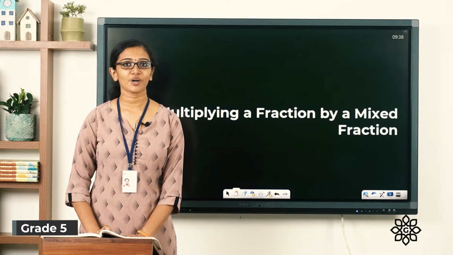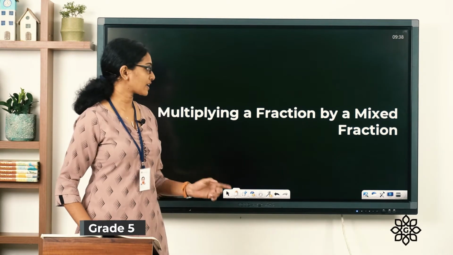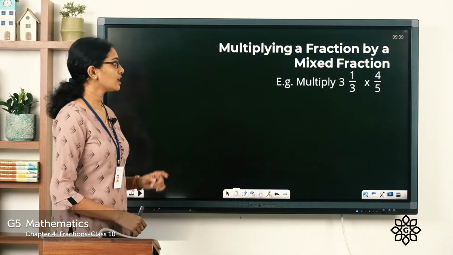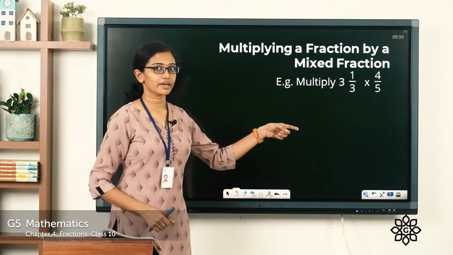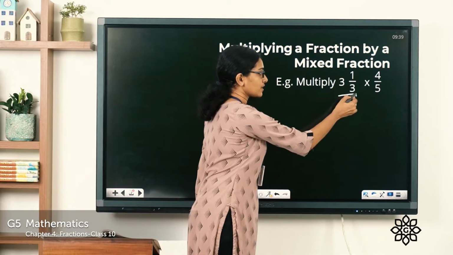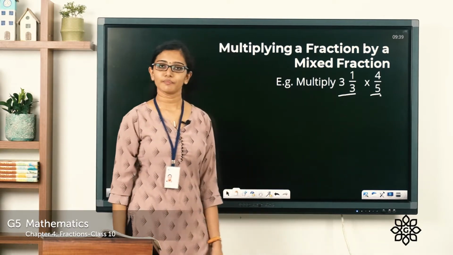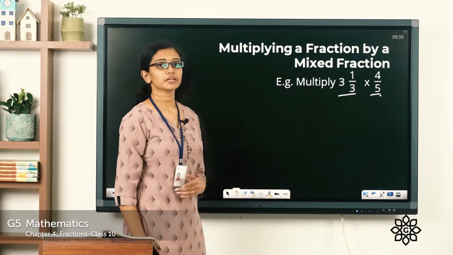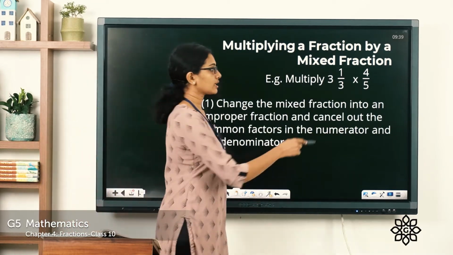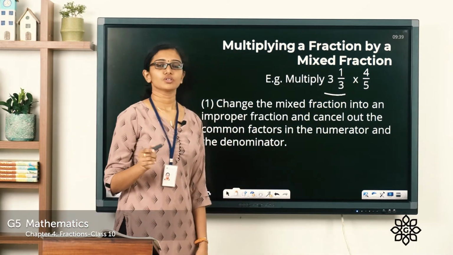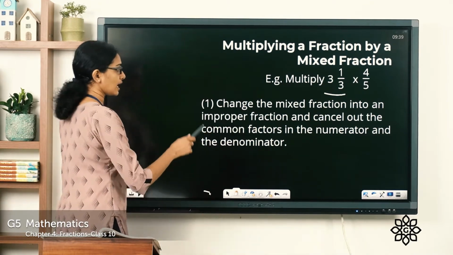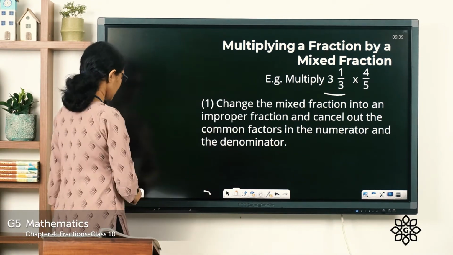So let's learn how we can multiply a fraction by a mixed fraction today. Let's see that with an example. Multiply 3 1 by 3 into 4 by 5. So here we have a mixed fraction multiplied by a proper fraction. Let's see what the steps involved are. The first step is to convert the given mixed fraction to the corresponding improper fraction. Then you have to cancel out the common factors.